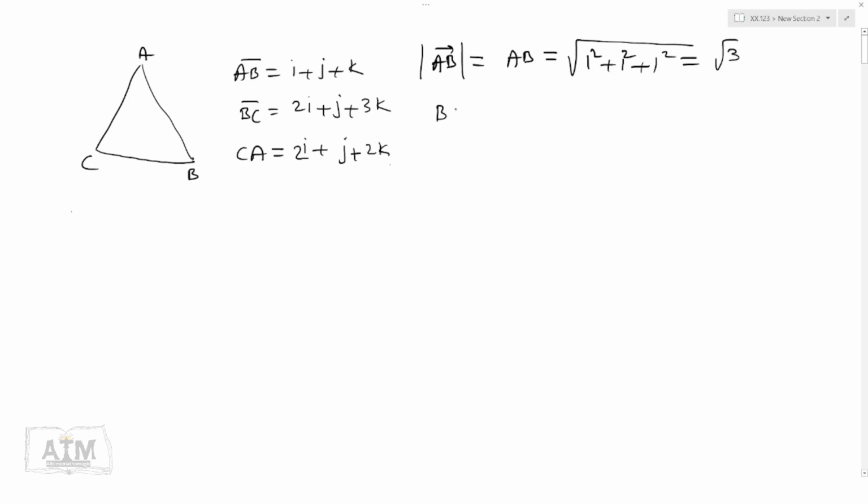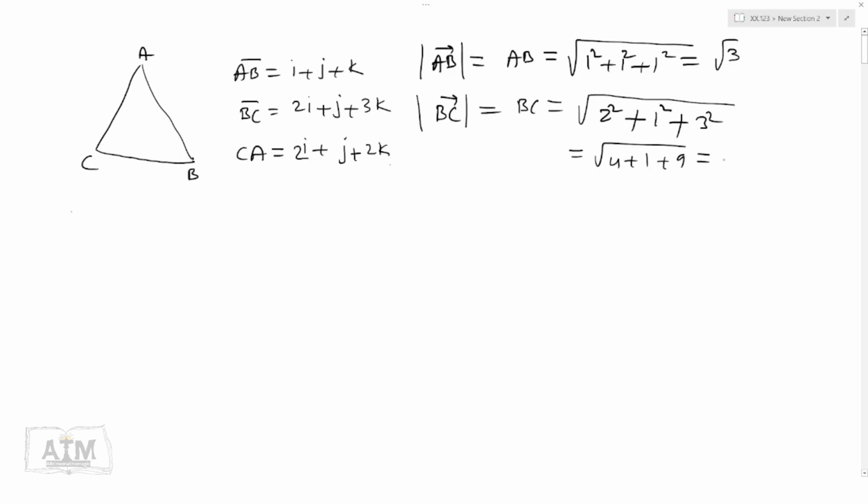Now similarly, the magnitude of vector BC, that is BC, equals 2i plus 1j plus 3k. So to find the magnitude of BC, that is 2 square for 2i, then 1 square for 1j, plus 3 square for 3k. So that is equal to the square root of 4 plus 1 plus 9, equals the square root of 14.